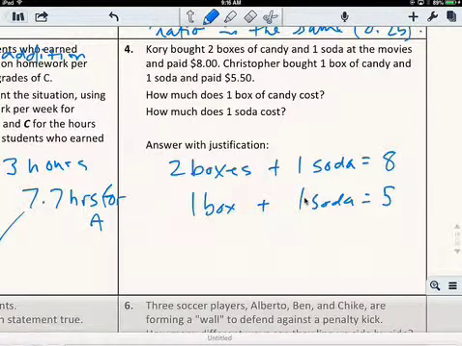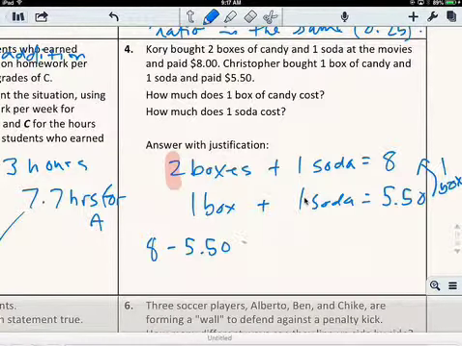equals $5.50. And so if I'm thinking about these 2 orders, the only difference is that Corey got 2 boxes, and so the difference in their prices is going to be the price of 1 box of candy. So one box of candy is whatever 8 minus 5.50 is. And that's going to be 2.50 for candy.